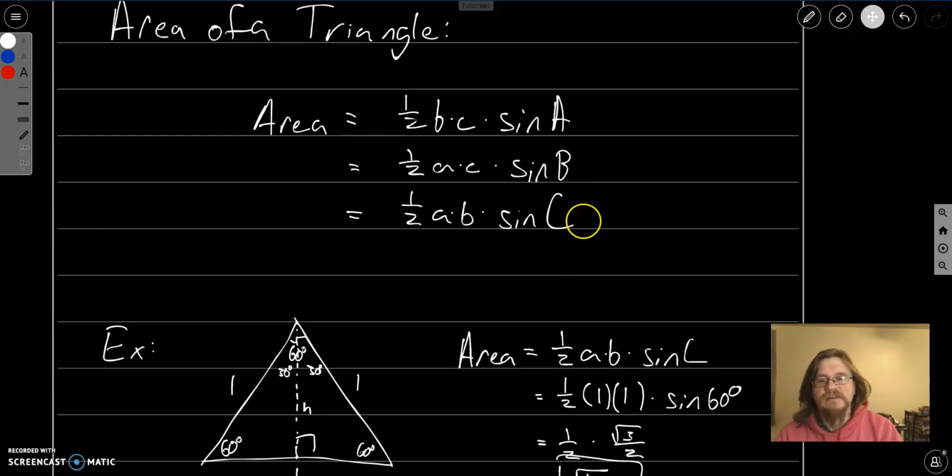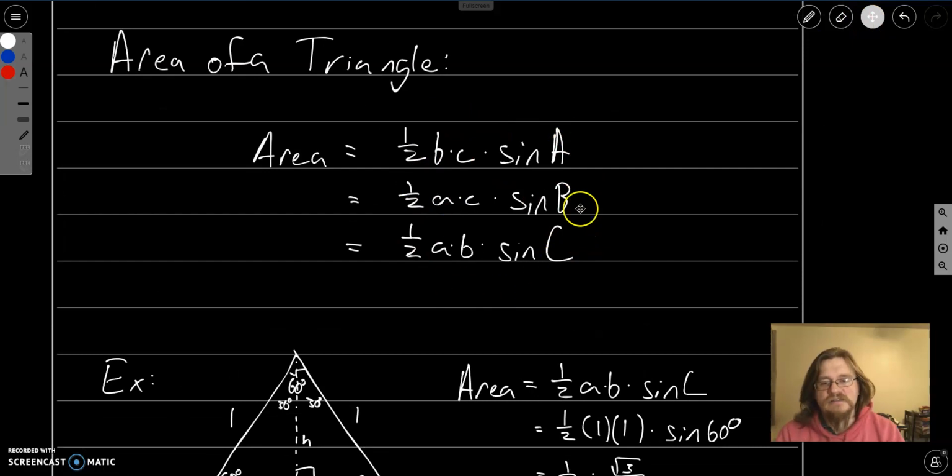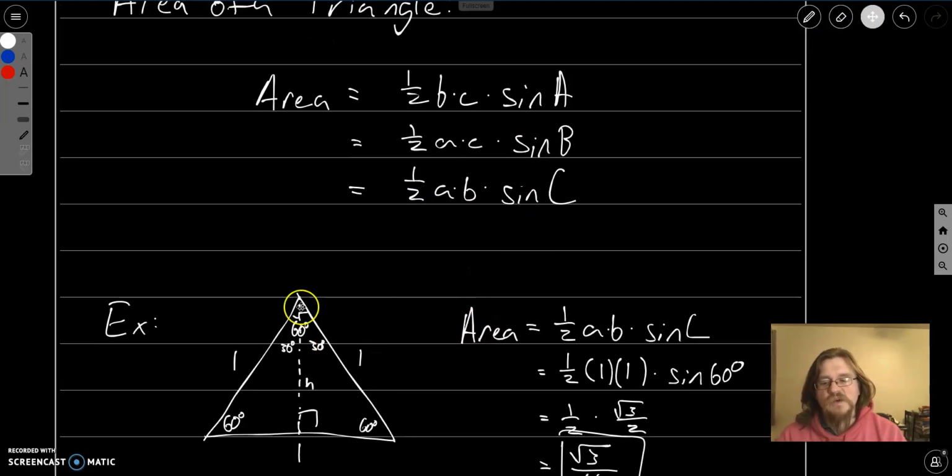I find this formula is pretty simple to use. We don't have to do an extra step to try to figure out the height. Quite often we're given enough information to be able to plug that in anyway. And that concludes section 7.1.